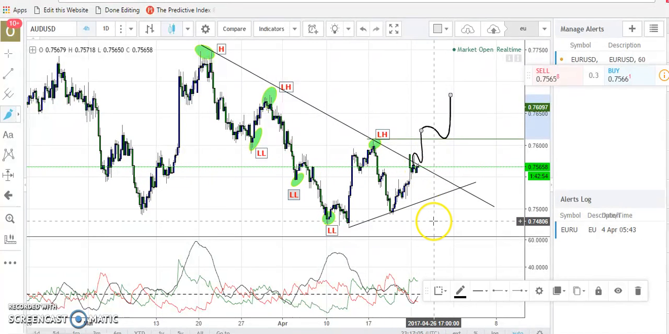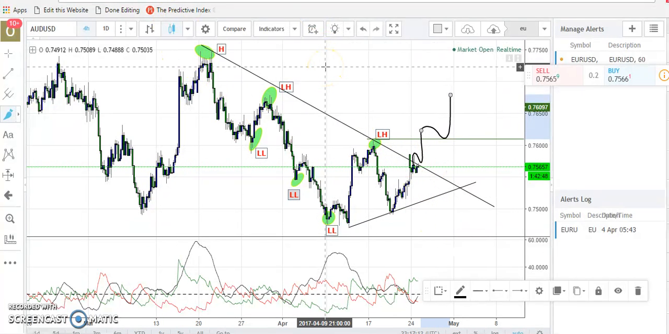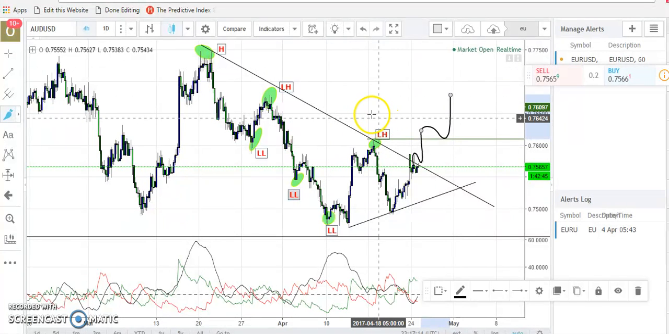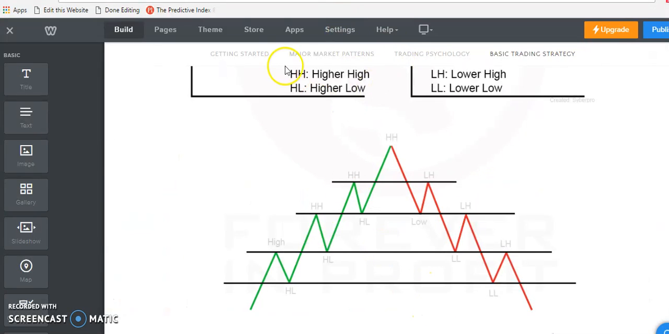So that's how you identify the trend, and again, that helps you with knowing what to look for, what type of orders you're going to be selling and buying, and things of that nature. Is the market making lower highs and lower lows, or is the market making higher highs and higher lows?